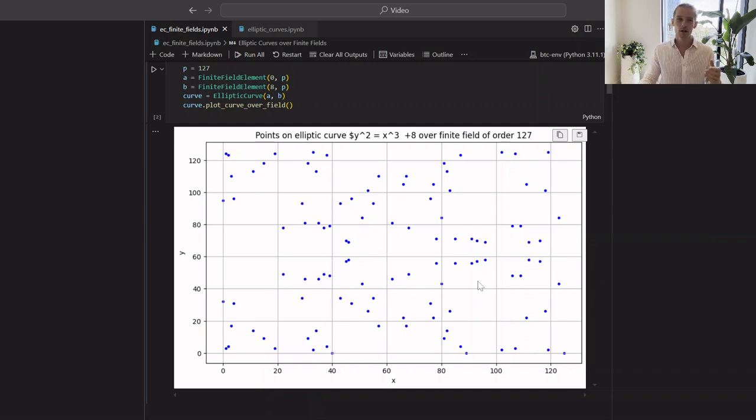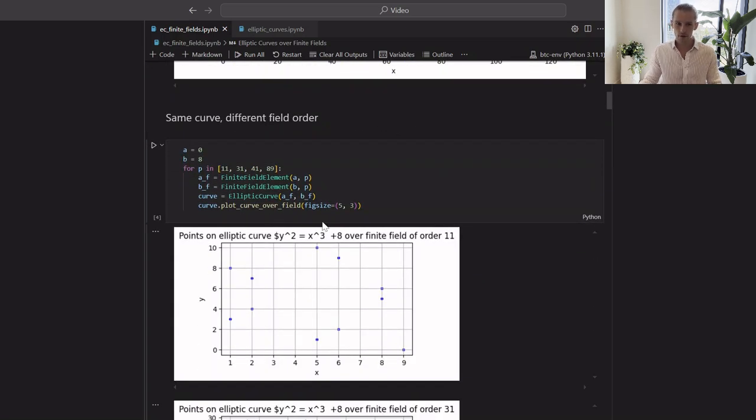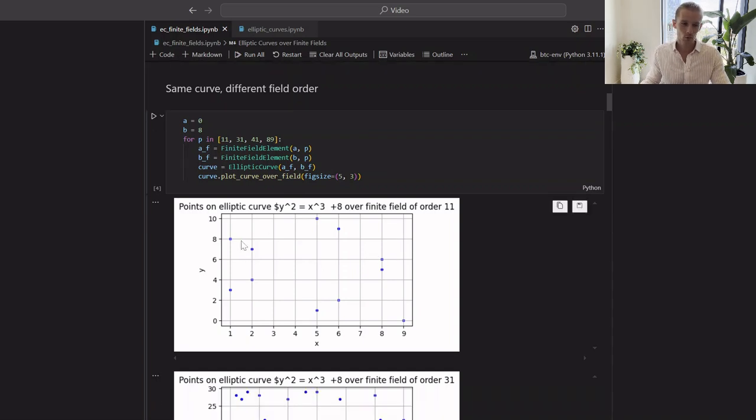Now, before I move on to talking about point addition and point multiplication, let's get a better understanding of how the same elliptic curve over a finite field of a different order would look, and how the order of the finite field changes the points on the curve. I've done exactly that using some Python code here. I'm always using the same elliptic curve, y squared equals x cubed plus 8, and I'm just choosing different orders of the finite field, from 11 to 31 to 41 to 89, and visualizing the scatter plots of the resulting points that satisfy the elliptic curve over the finite field of that respective order. For the order of 11, we get this scatter plot here.